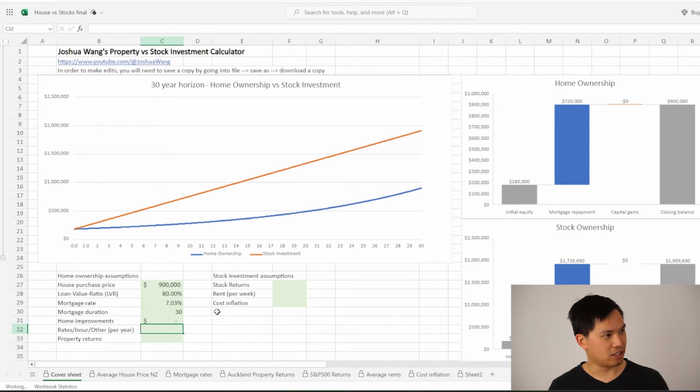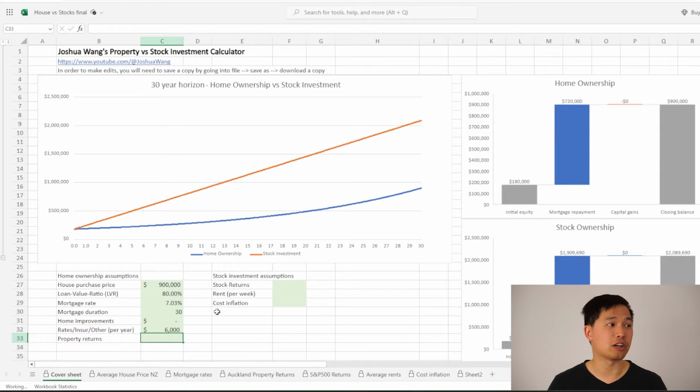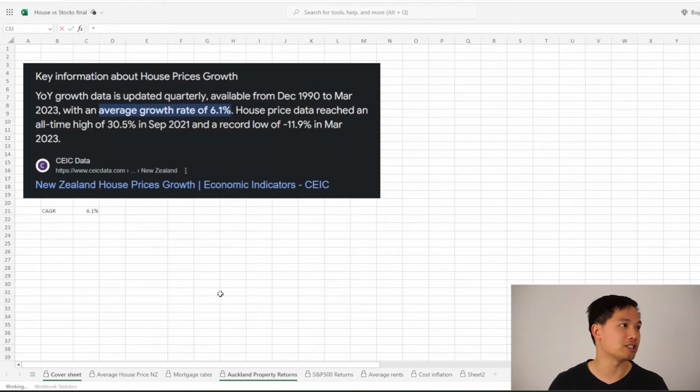In terms of rates, insurance, and other costs such as life insurance and whatnot, income protection, you might put in a number that is relative to your house price. For this situation, I'm going to use 6,000 as that is about average across rates, property insurance, income insurance, life insurance, whatnot. For the property returns, what I'm going to look at are the returns over the long term.